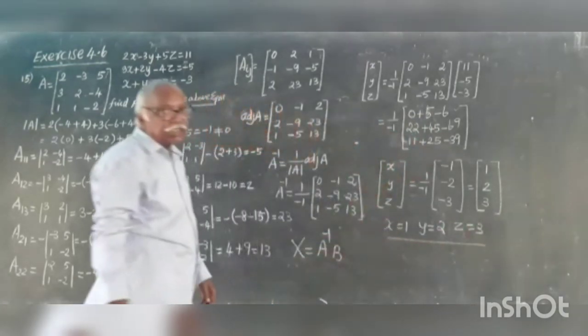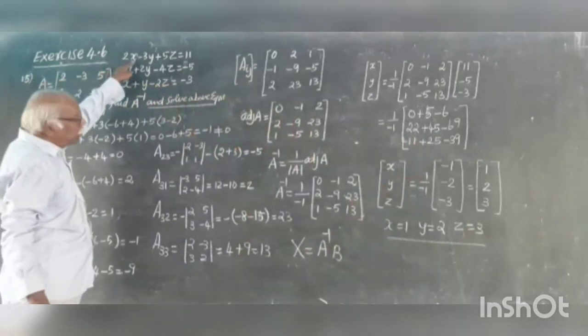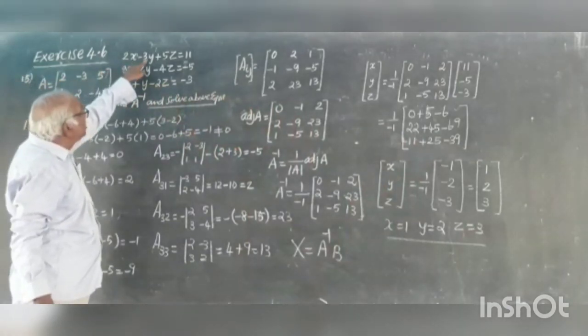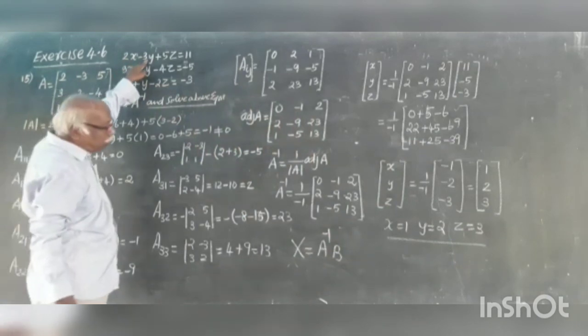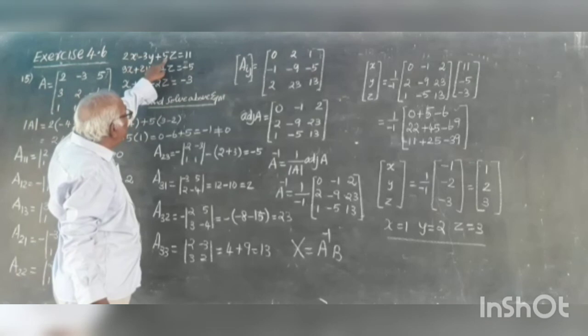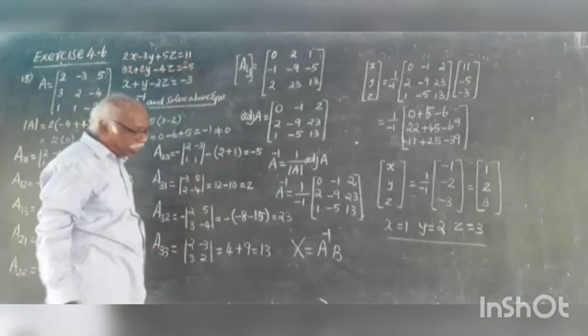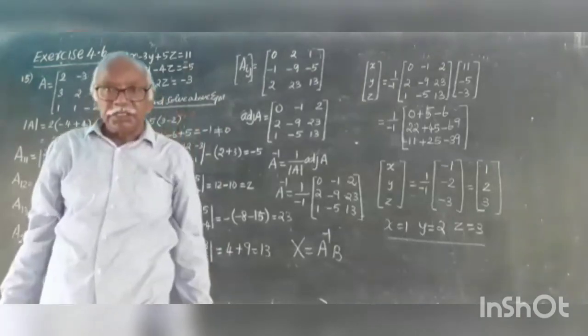That's the answer. Does it satisfy? X is equal to 1, 2 into 1, 2, minus 6, minus 4, minus 4 plus 15, 11. So our answer is correct.